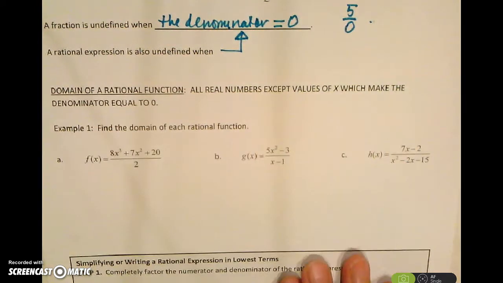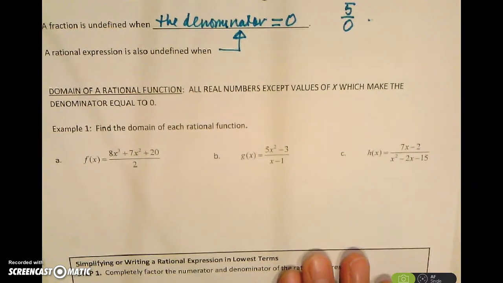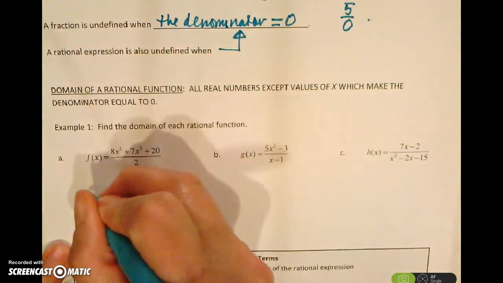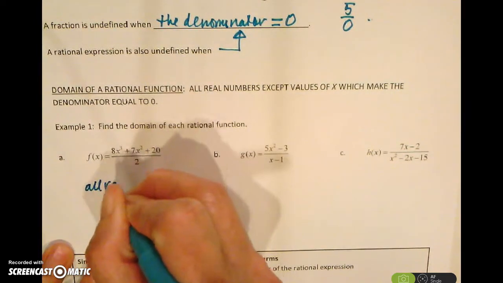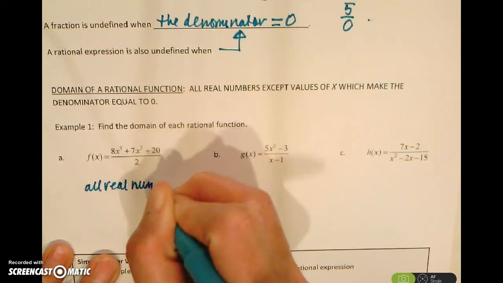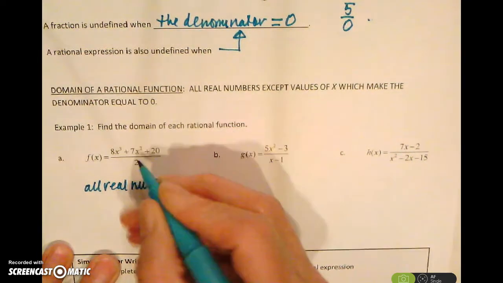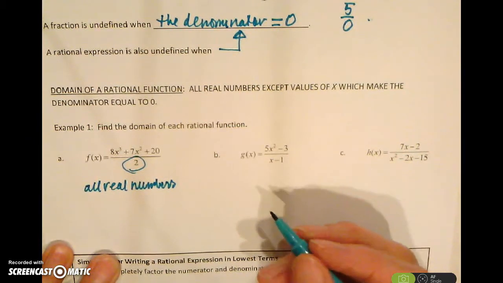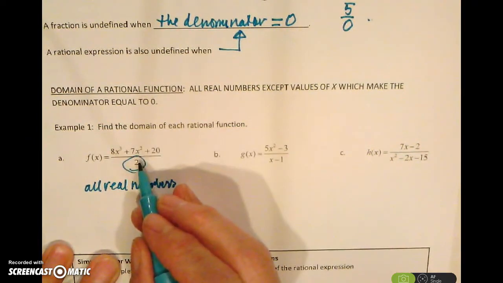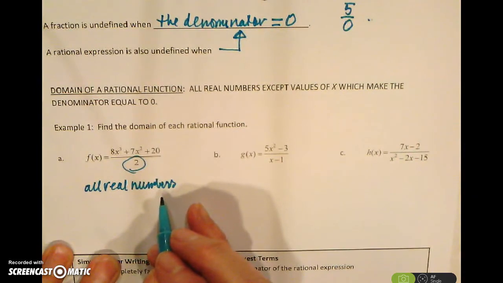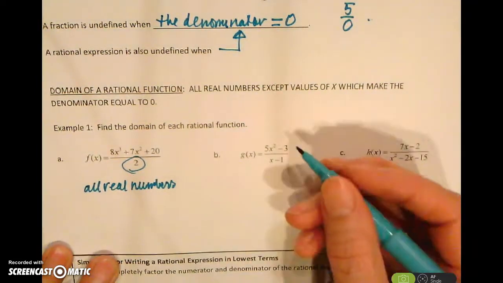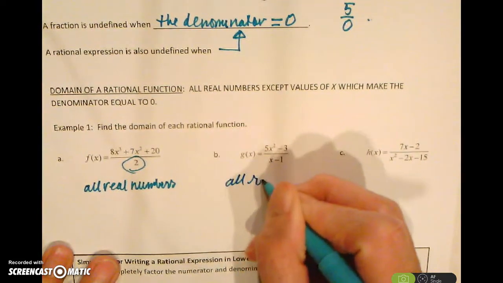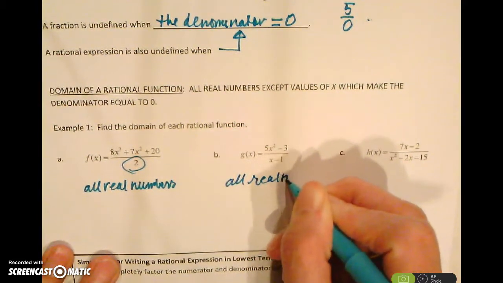So example 1, find the domain of each rational function. So for A, it's going to be all real numbers except what makes the denominator equal to 0. Well, 2 will never equal 0, so this will always be just all real numbers. There's no exceptions. B, on this one again, I'll have all real numbers.